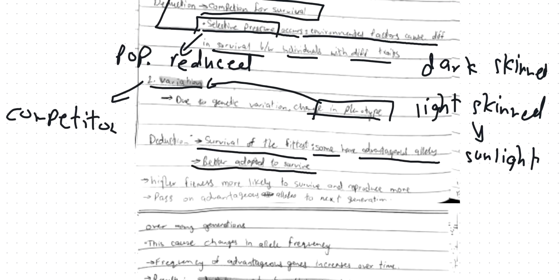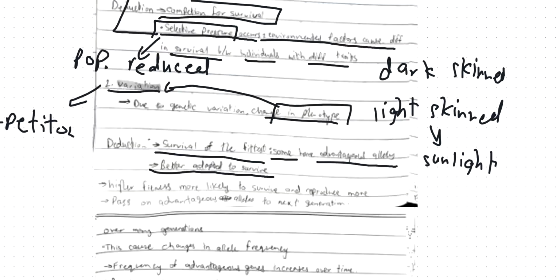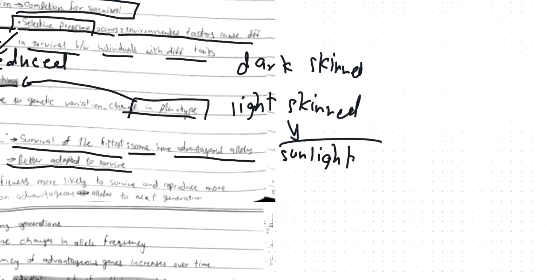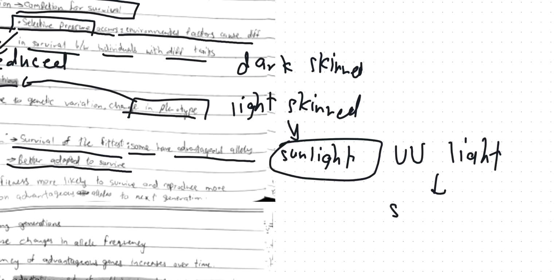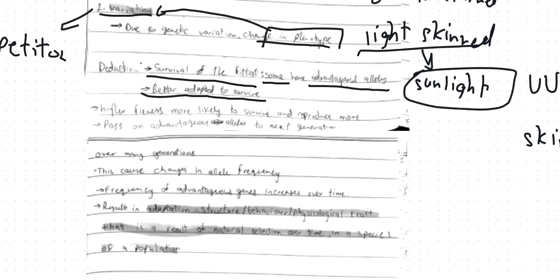If you absorb more sunlight or UV light, you have a lot more chances of developing skin cancer than if you're light skinned. So this is an example of survival of the fittest. So higher fitness means you're more likely to survive. And if you're more likely to survive, this means that you reproduce more. And this also means that you'll pass on the advantageous alleles to the next generation.